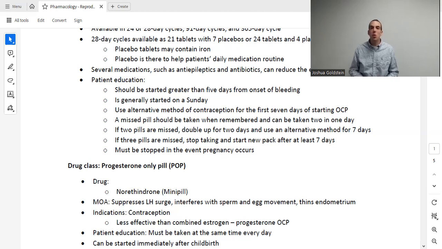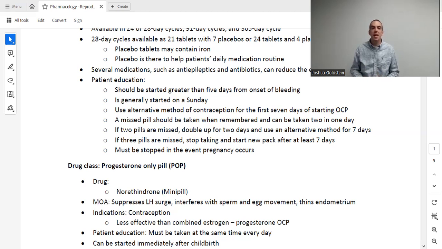One interesting thing to note: when patients are on these medications, the estrogen component of the COC is meant to regulate their cycles, whereas the progesterone component is really more of what's meant to prevent conception, to prevent them from actually becoming pregnant.